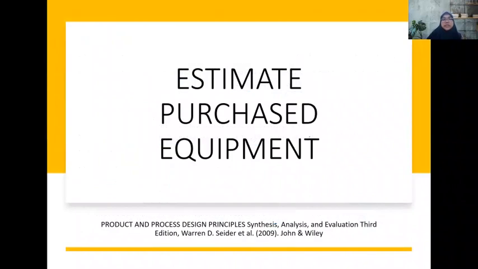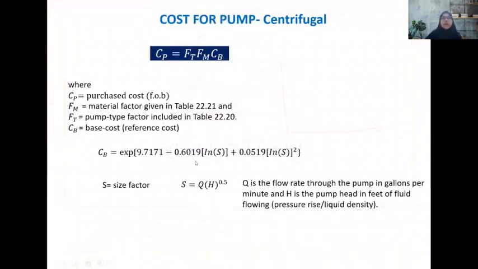Okay, next, to estimate the purchase cost. So we will move into detail on how to estimate the purchase cost, because if we have more data or refer to more accurate data, we can get the cost of the process plant closer to the actual cost. Okay, for example, the pump.